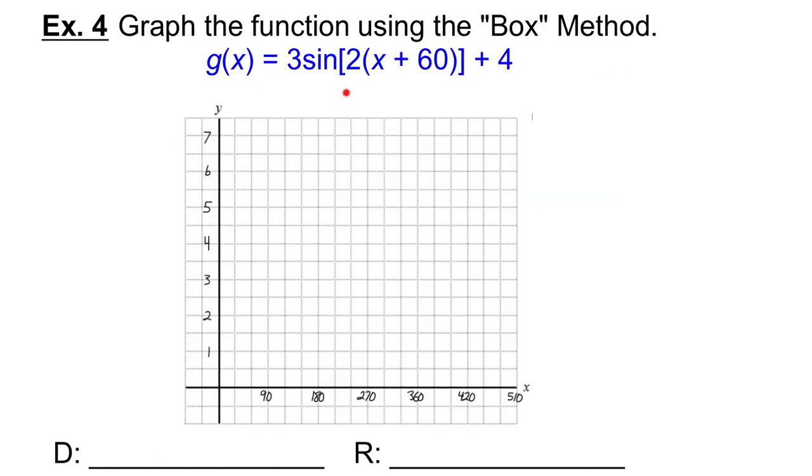So we're going to graph this function using the box method. Notice I have a, k, d, and c values this time. Why don't you pause the video and see if you can come up with the box and then make an accurate graph using a scale like this. So pause the video and try this one on your own.